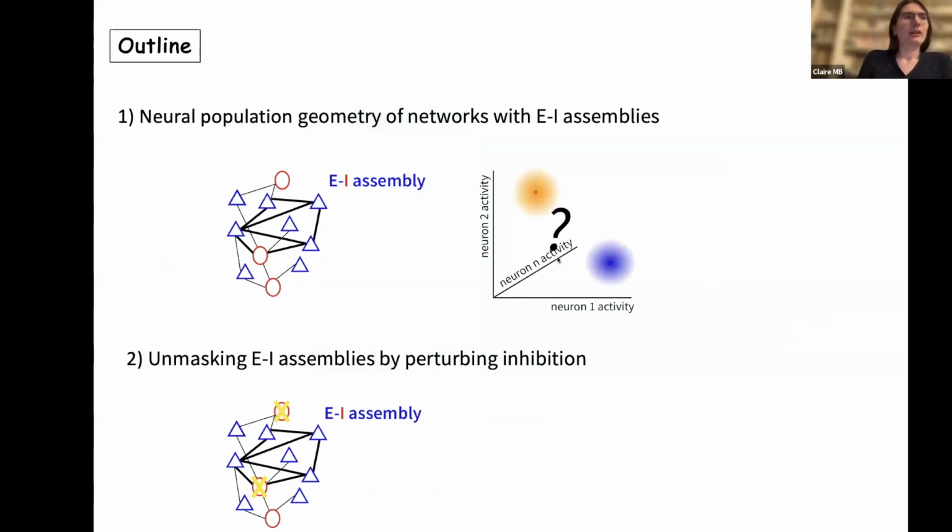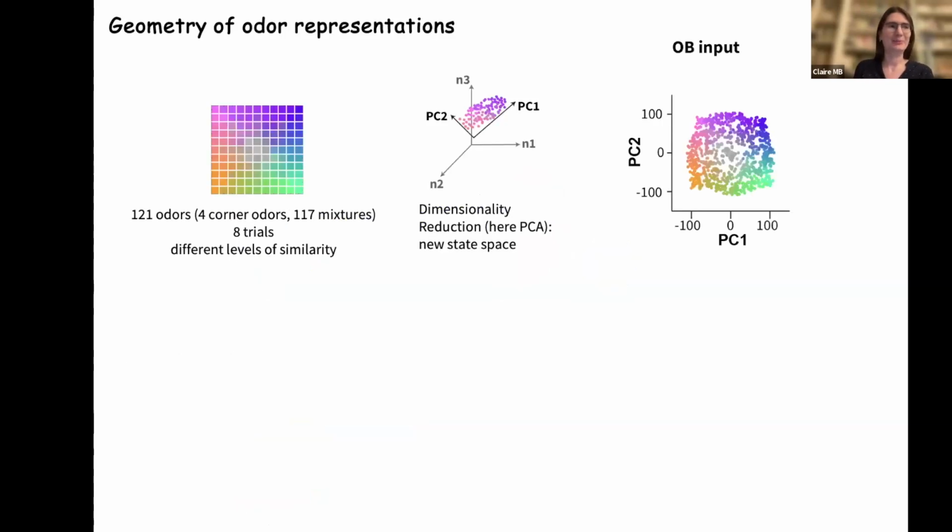In this talk, I want to show you first how these EI assemblies shape the geometry of neural activity. And in the second part, I want to briefly show you how we can unmask these assemblies by unspecific perturbation of inhibition, and how manipulation of inhibition can also reveal novel function of specific inhibitory connectivity. So now, how about the geometry of neural activity in networks with EI assemblies?